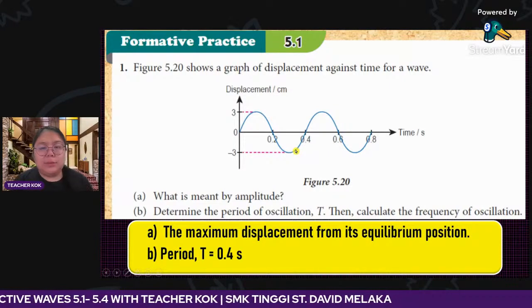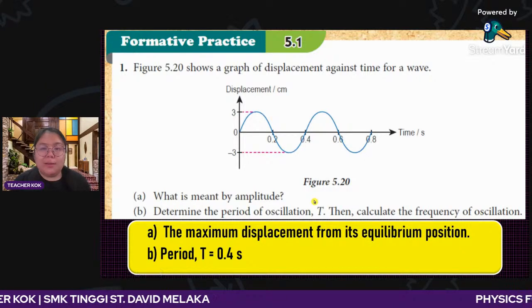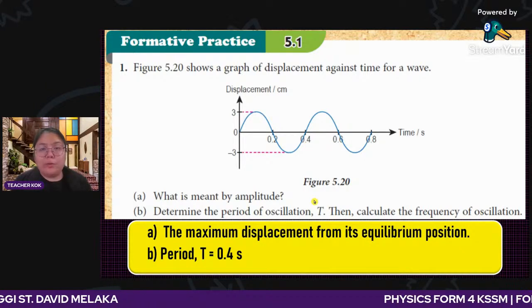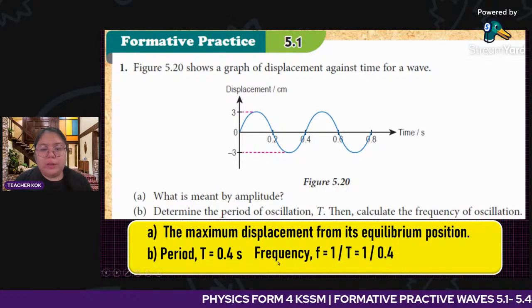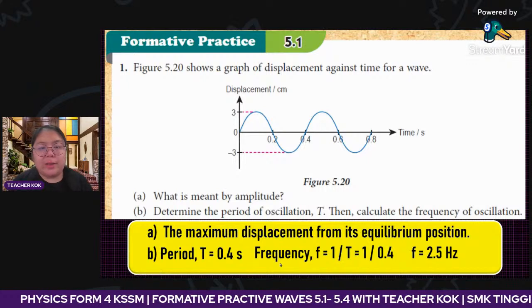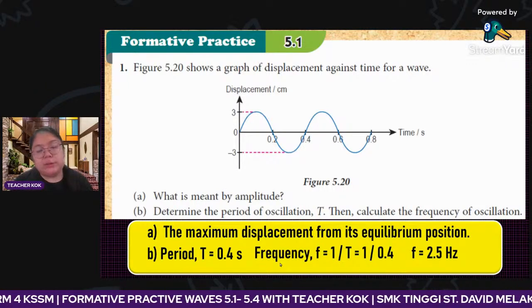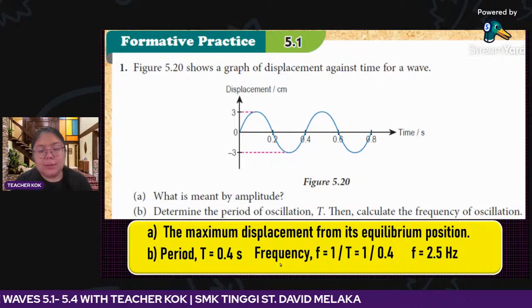After you get the period, you can find the frequency. We have a formula: frequency equals 1 over period. So we apply 1 over 0.4, and the final answer is 2.5 hertz. If you want to write the unit for frequency as per second, that is still okay and also correct.